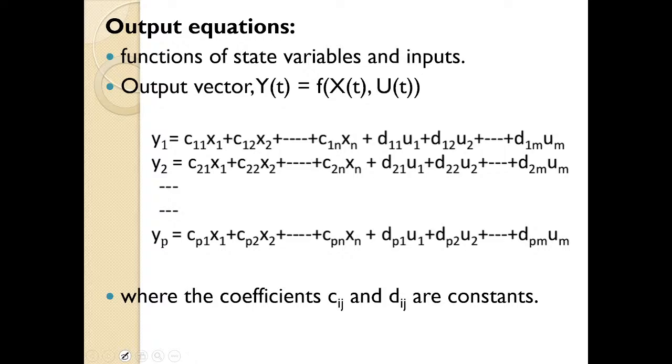So I hope you have understood. The state model has two equations: one is the state equation and the other one is the output equation. The state equation is the first order differential term which is a function of the state variables and the inputs. Similarly, the output equation is also a function of state variables and the inputs.